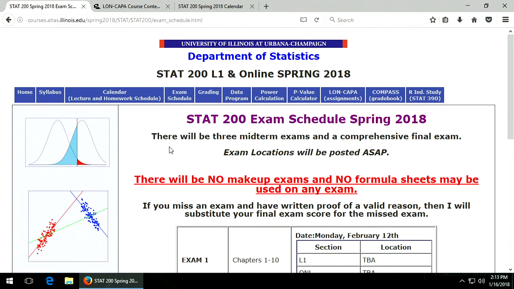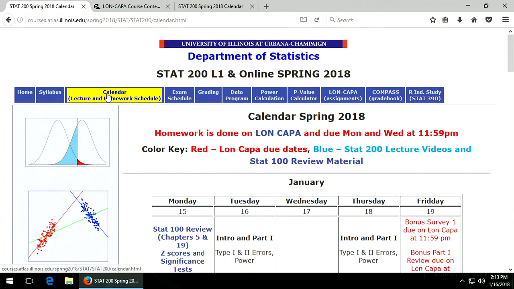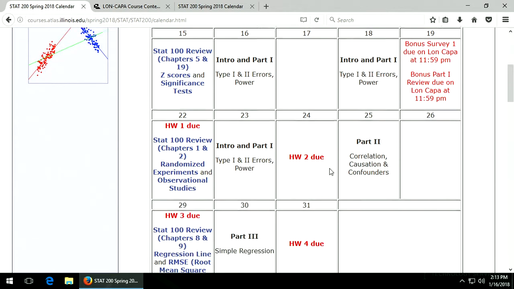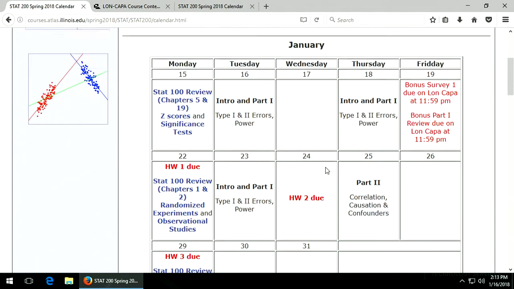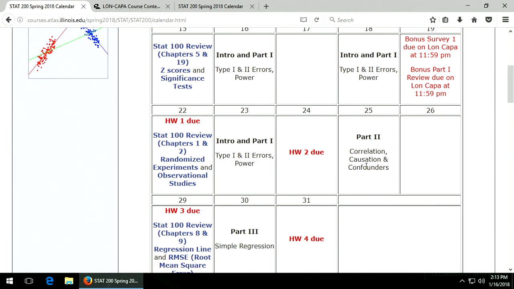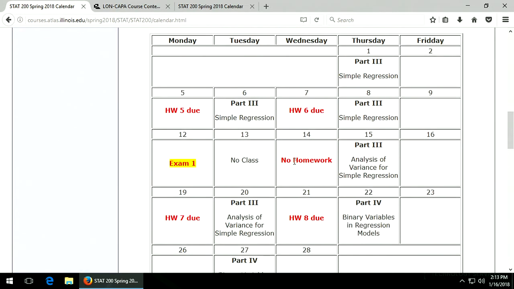All right, now, here's the real key, this calendar. I want you to check it all the time. It has everything in it, and as I said, the whole course is going to be here, including the videos and the lectures. So you know when everything is due. Homework is due Mondays and Wednesdays at 11:59 p.m. on LON-CAPA. That's when it's due throughout the entire semester.